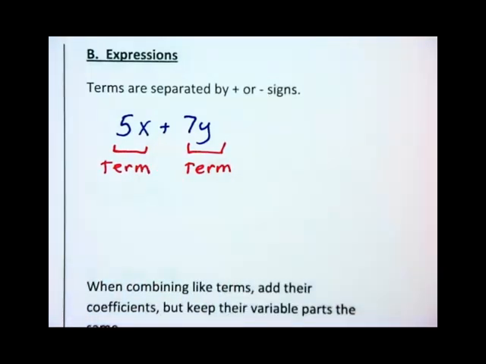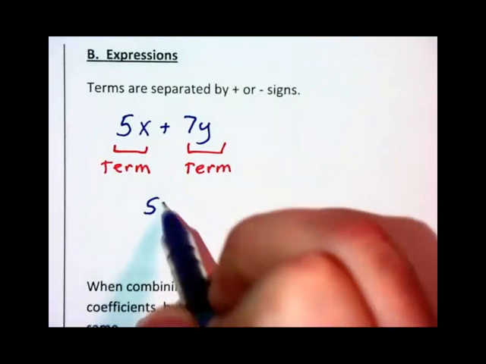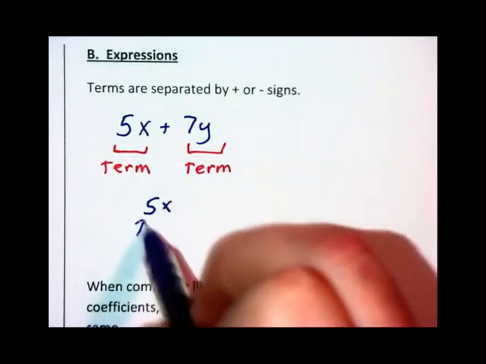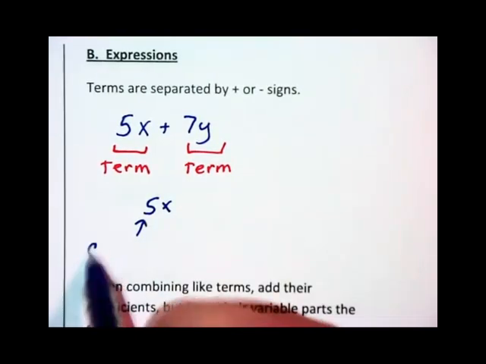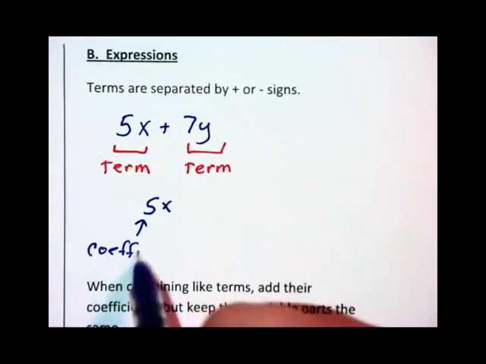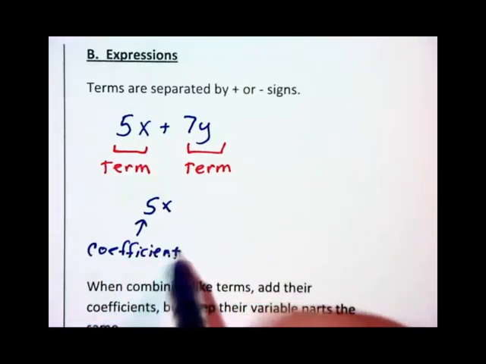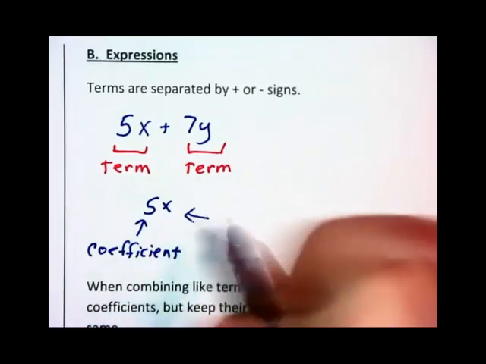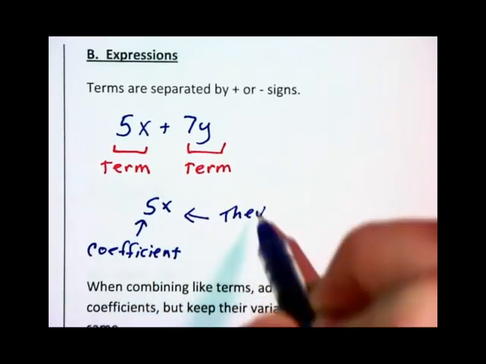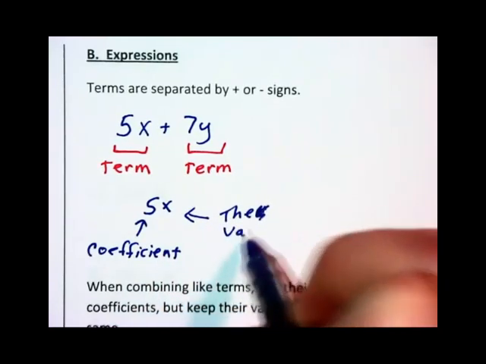Now within that first term, 5x, the 5 has a name. The number in front is called the coefficient, and there's no fancy name for the x, it's just called the variable part.